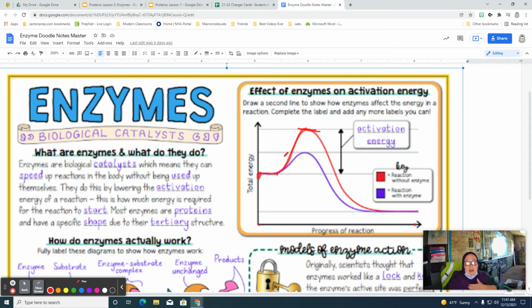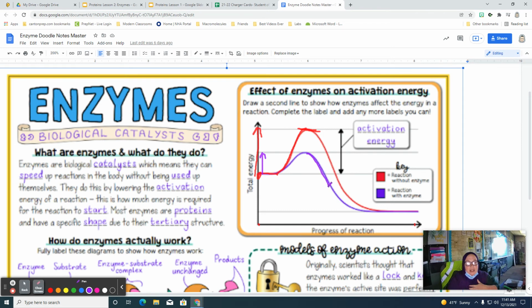What happens is when the enzyme comes along to make that happen, for example, glucose breaking down to pyruvate, it lowers the activation energy. So instead of requiring this much energy for it to get started, that same reaction now only requires a little bit of energy. So the enzyme lowers the amount of activation energy needed, and now this chemical reaction can begin.